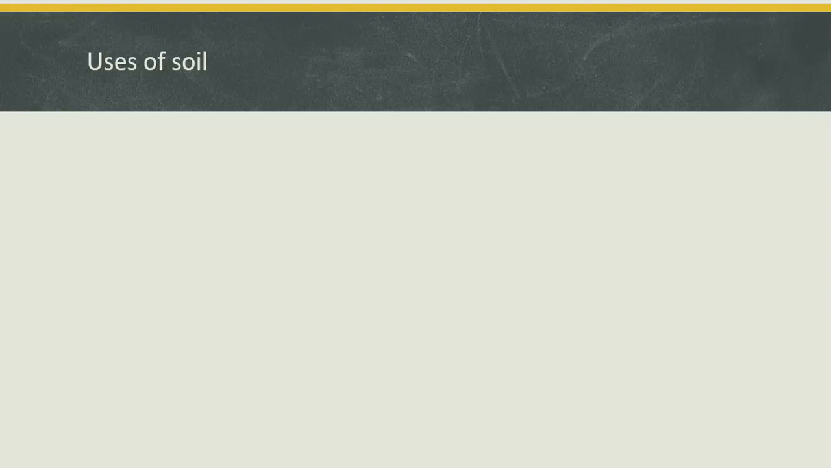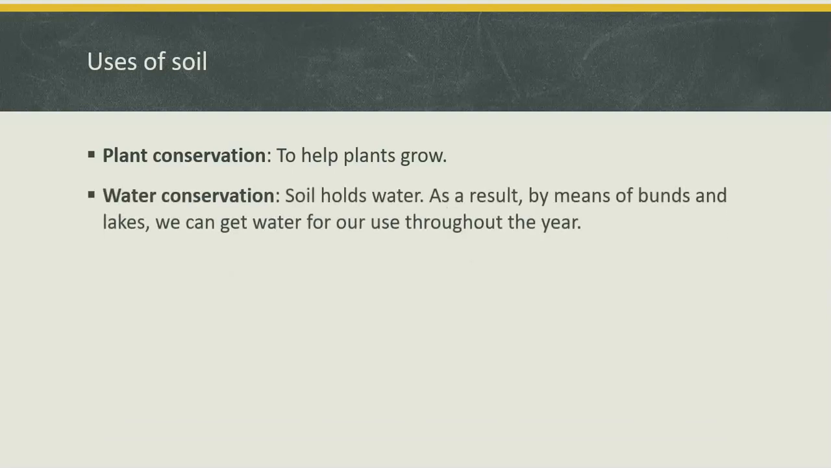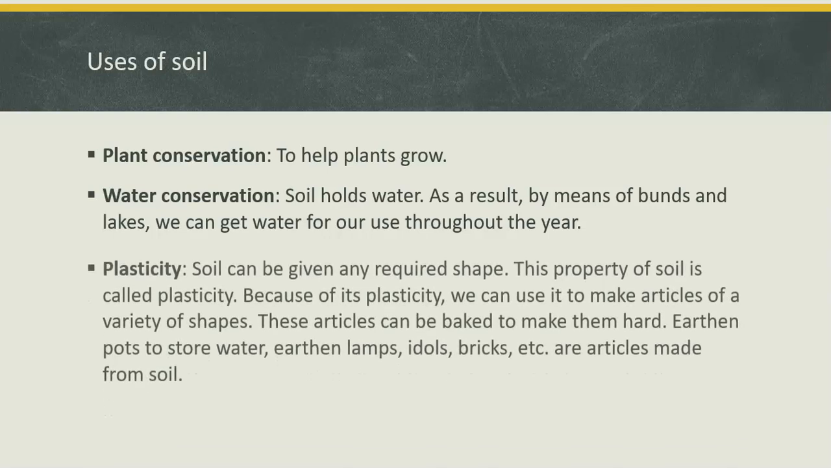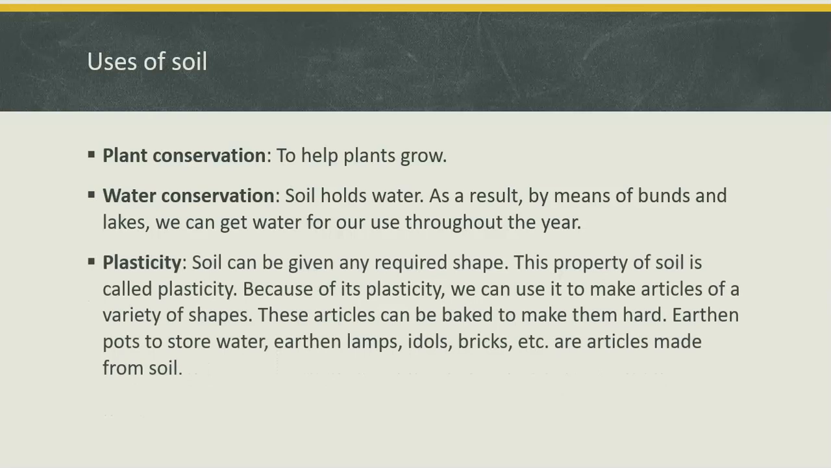Uses of soil. First one, plant conservation, to help plants grow. Water conservation: soil holds water. As a result, by means of bunds and lakes, we can get water for our use throughout the year. And third one, plasticity. Soil can be given any required shape. This property of soil is called plasticity.